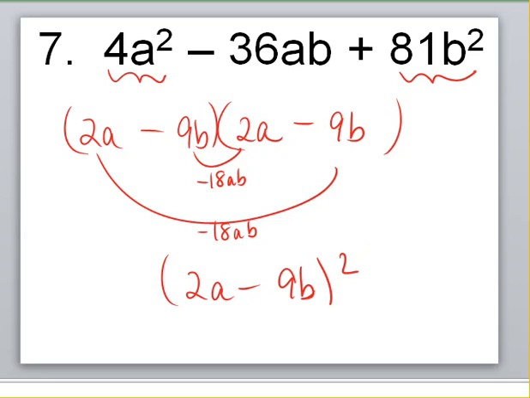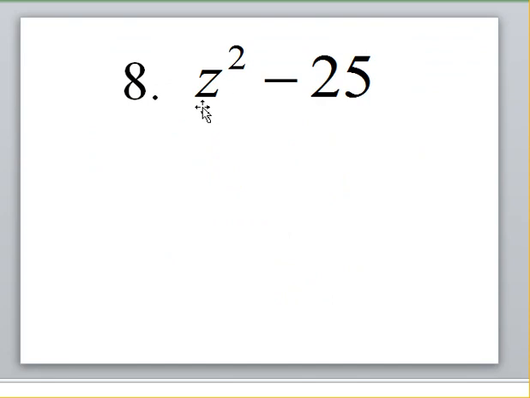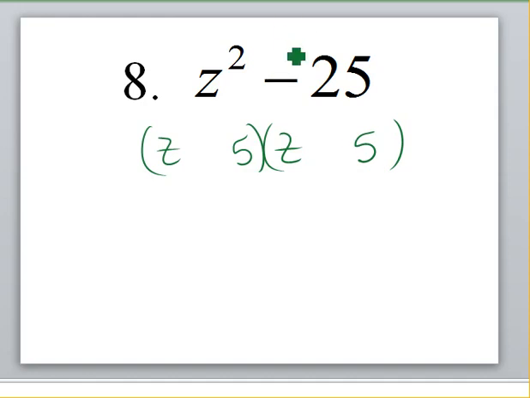My next problem here I have only 2 terms. And so I've got to think, is it a difference of squares? These are both squared terms. I can say this is z times z, and this 5 times 5 gives me 25. I'm trying to create that 0 term, so I need a minus and a plus on the inside. That gives me negative 5 and a positive 5, so that gives me the 0 term.